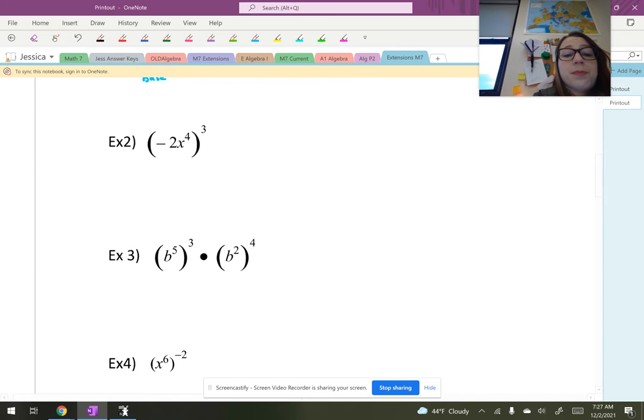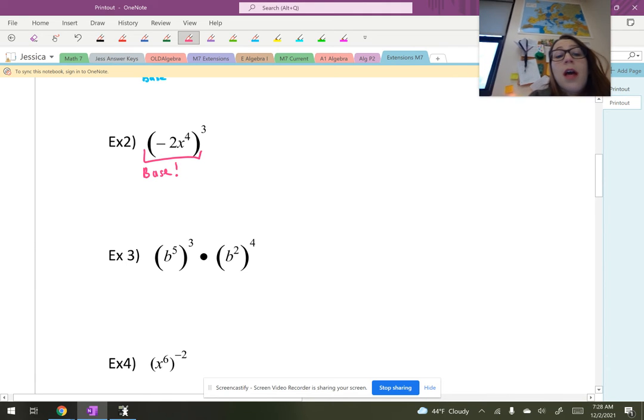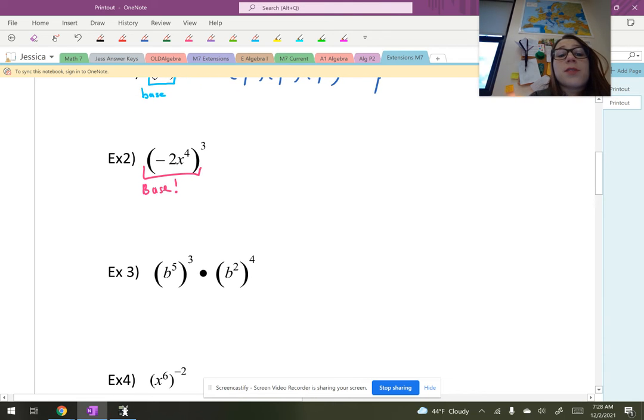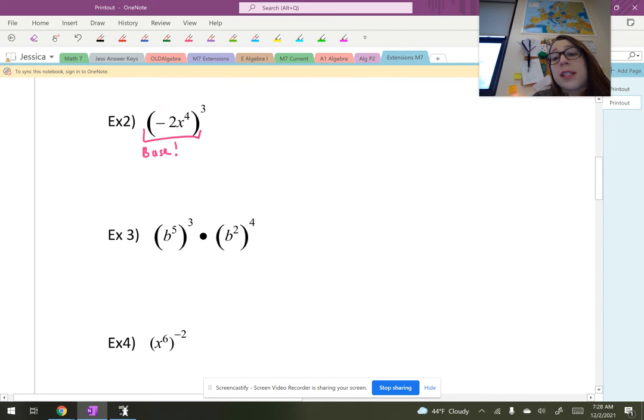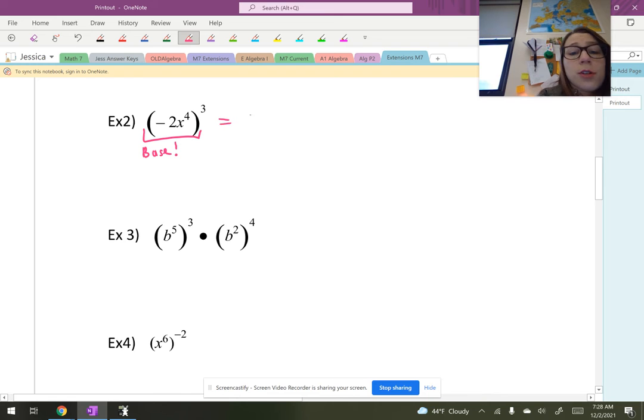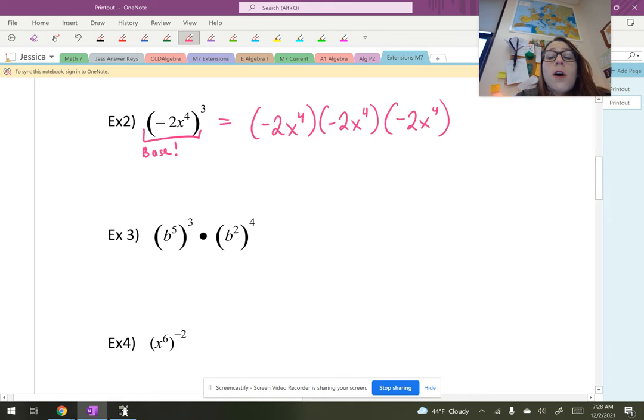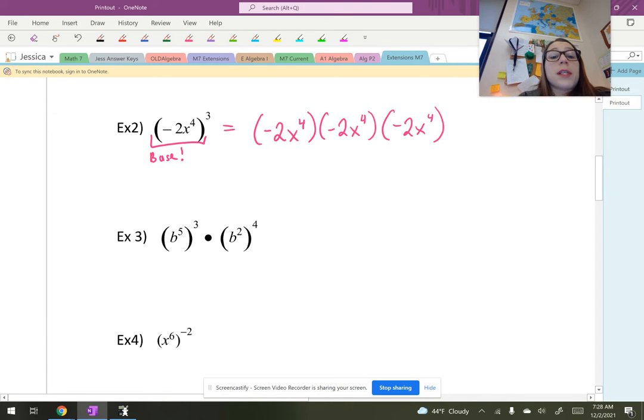Example number 2. Here we have negative 2x, to the 4th power. You can tell that that entire piece is the base because of these parentheses. That whole piece is being multiplied by itself 3 times. And this is where it's going to be extremely helpful to expand it out, because that first example was super basic, but it doesn't stay that way. It gets way more complicated. So I've got negative 2x to the 4th times negative 2x to the 4th times negative 2x to the 4th. Already here we're getting more complicated because we have more pieces going on.